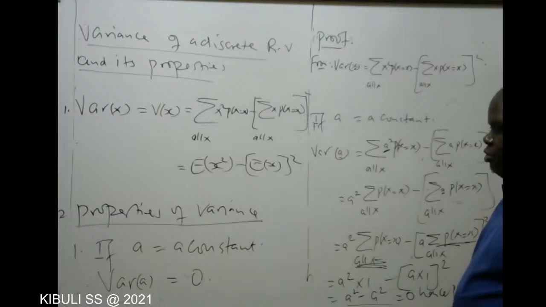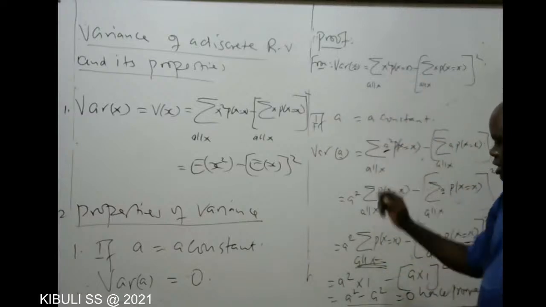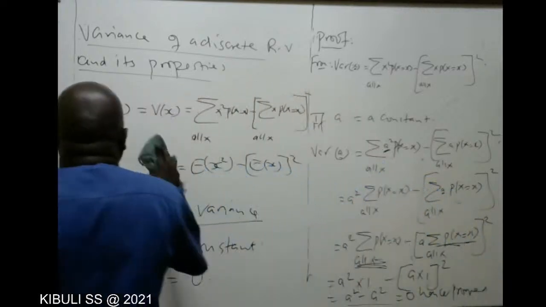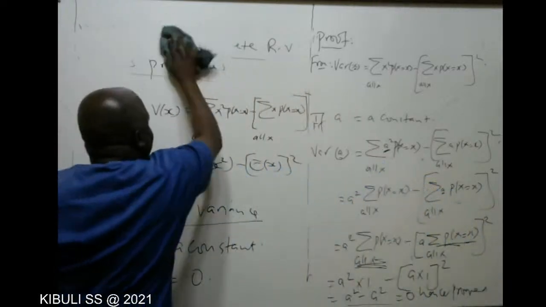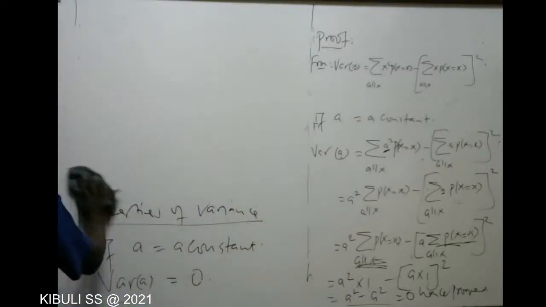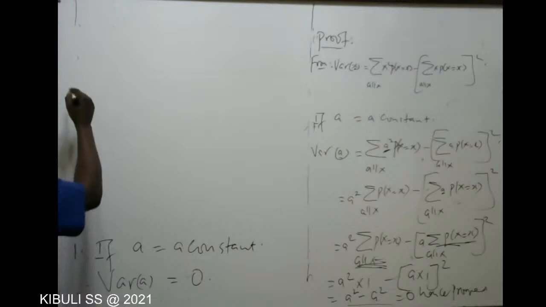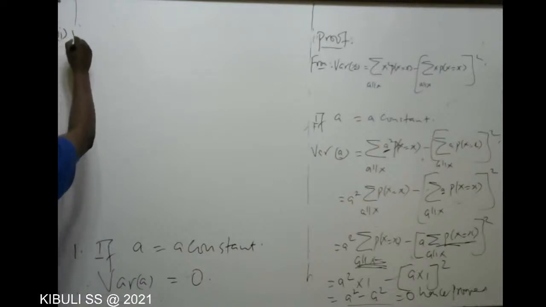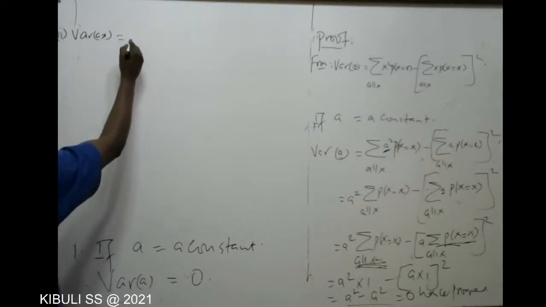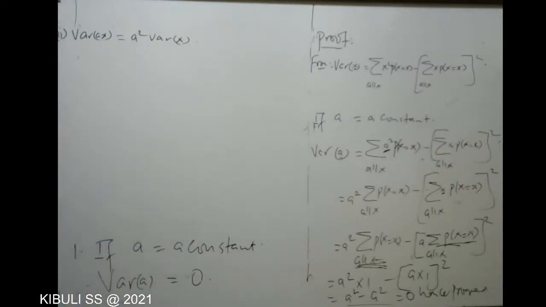So if somebody asks you to show that the variance of a constant is equal to 0, begin from the formula of the variance, substitute the constant, and work that out. Now, another property of the variance, which you must be aware of as a student of applied math, is that the variance of ax is equal to a squared variance of x. That's another property of the variance.